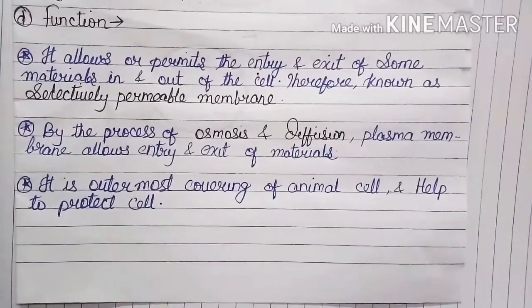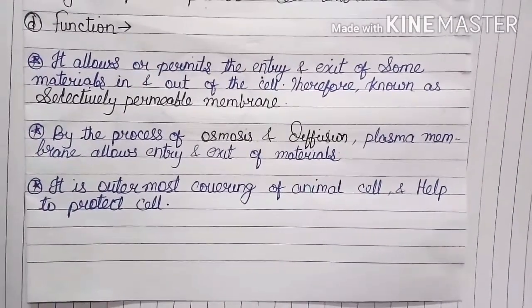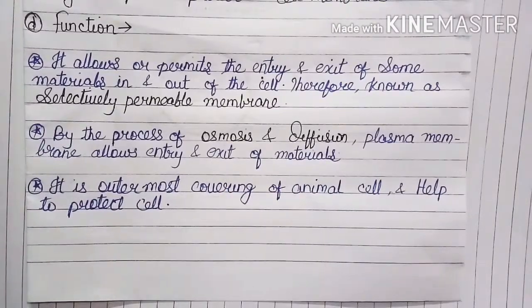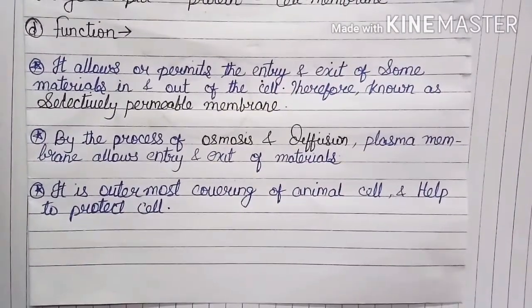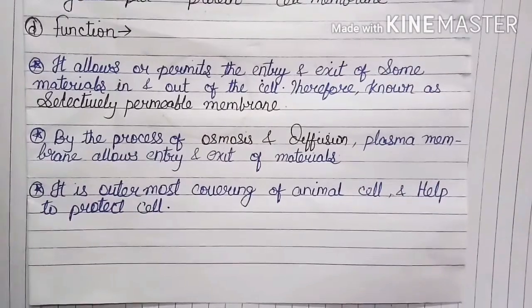Now the second point: by the process of osmosis and diffusion, plasma membrane allows the entry and exit of the materials.